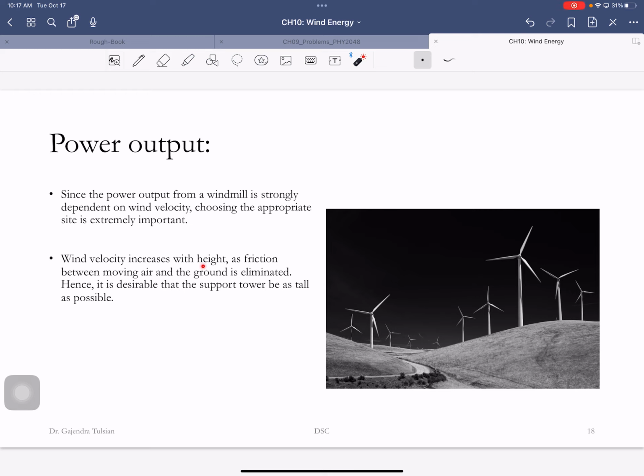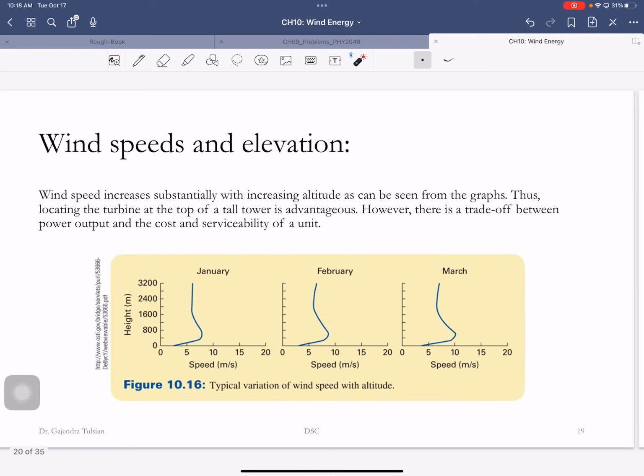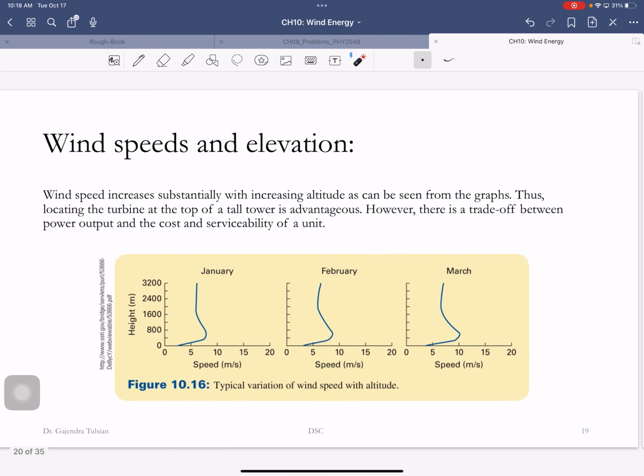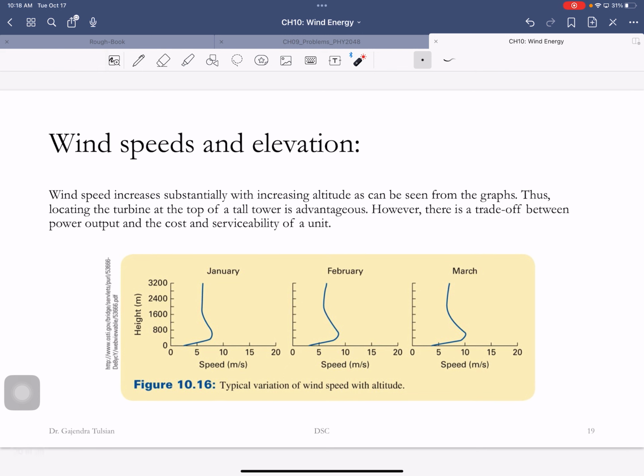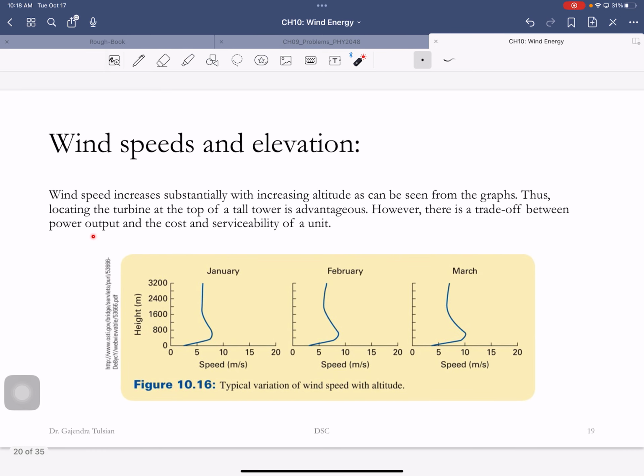Wind velocity increases with height as friction between moving air and the ground is eliminated. At low levels, the friction between air and ground prevents it from moving fast. The higher you go, the less friction there is and the faster the wind blows. So wind speed increases substantially with increasing altitude. Thus, locating the turbine at the top of a tall tower is advantageous. There's a trade-off between power output and the cost and serviceability of a unit.